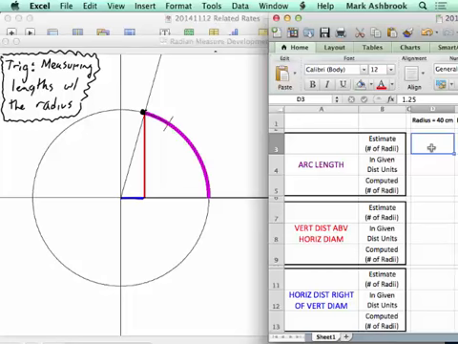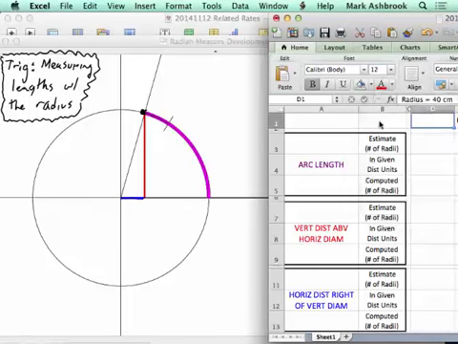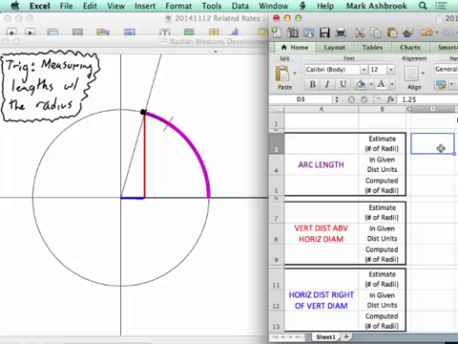Forget 40 centimeters, please. I never said anything about 40 centimeters. Okay, here we go. You're measuring these lengths using the radius as the measuring stick. So how long is that arc length in terms of the radius?